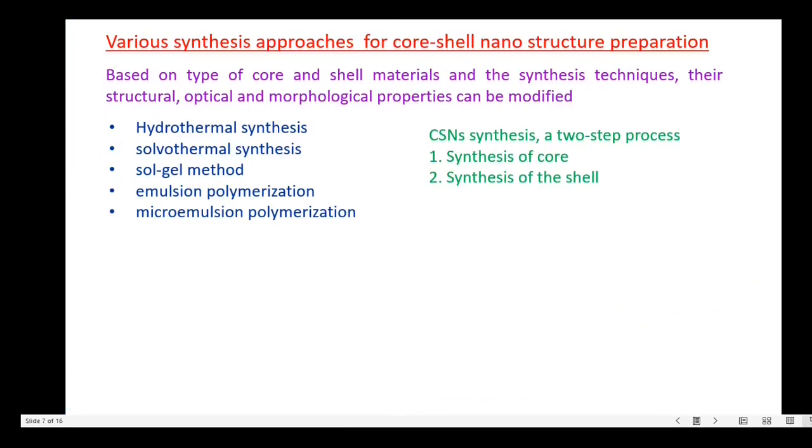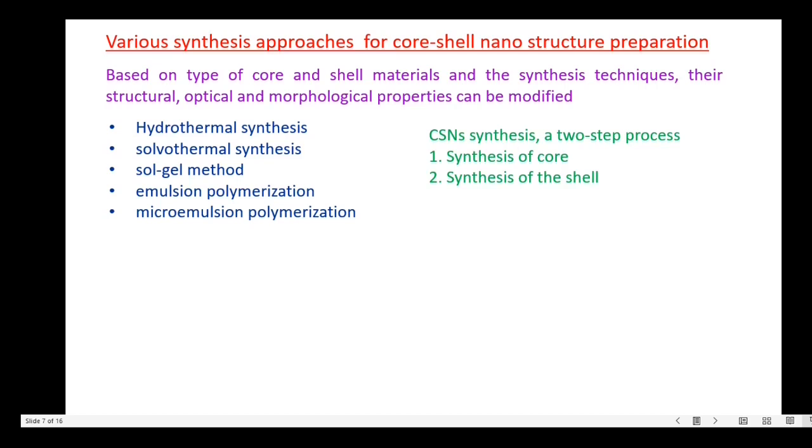So now let's move on to various synthesis approaches for the preparation of core-shell nanoparticles. Depending on the type of core and shell materials and the synthesis techniques, the properties of the core-shell structure are modified. The different approaches for the preparation of core-shell nanostructures are hydrothermal synthesis, solvothermal synthesis, sol-gel method, emulsion polymerization, and microemulsion polymerization. The core-shell nanostructure synthesis is a two-step process.